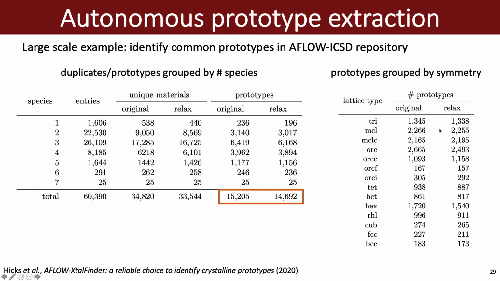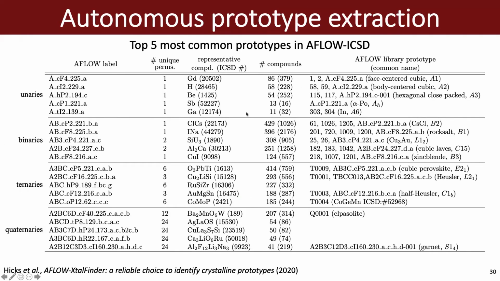And then we've also grouped by symmetry so we can see what the different symmetries are for these prototypes. And this is important because then we were able to identify the 5 most common prototype structures for, let's say, the unaries, binaries, all the way down to quaternaries.